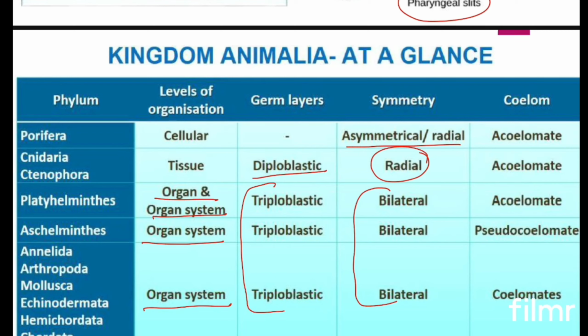After that, if it is triploblastic, then they must be bilaterally symmetrical, except Echinodermata, like starfish and all, which are bilaterally symmetric in the larval form. When they become adult, they become radially symmetric. That's the only exception in between them, right. And here you can see the lower organisms, Porifera, Cnidaria, Ctenophora and Platyhelminthes, are acoelomate, that doesn't have any coelom. Only one group has pseudocoelom, that's the Aschelminthes. After that, all the members are coelomate.